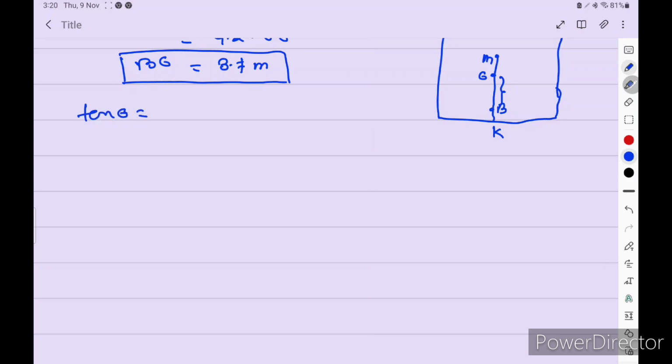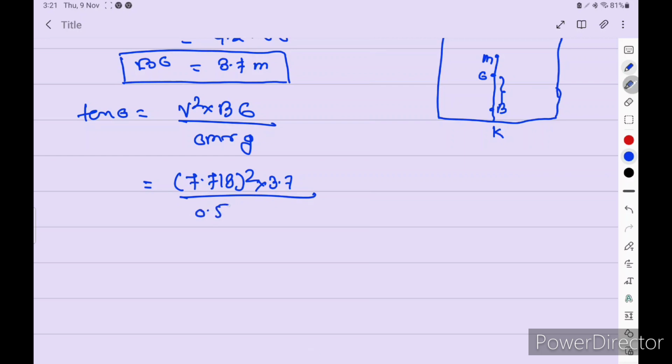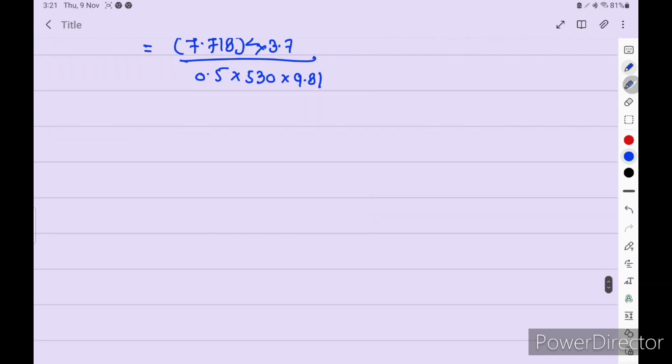So tan theta is equal to v square into BG divided by GM into R into g, equal to 7.718 square into 3.7 divided by 0.5 into 530 into 9.81, which is equal to 0.0847. So theta is equal to tan inverse, 4.84 degrees to starboard side.